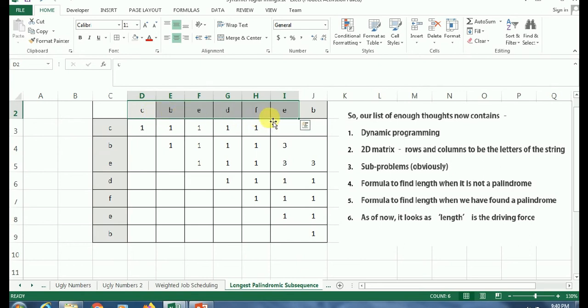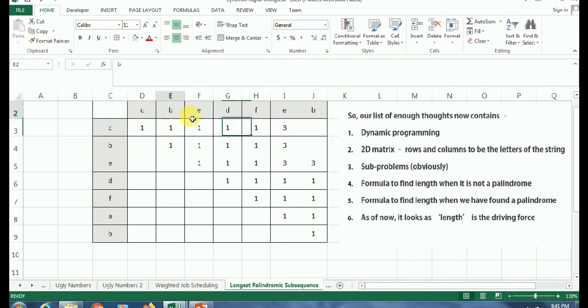CBEDFE becomes our subproblem. So which is going to be a composition of subproblems CBEDF and BEDFE. So BEDFE is going to be 3 and CBEDF is going to be 1. Since C is not equal to E, hence we are going to take the maximum of 1 and 3, which is going to give us 3.